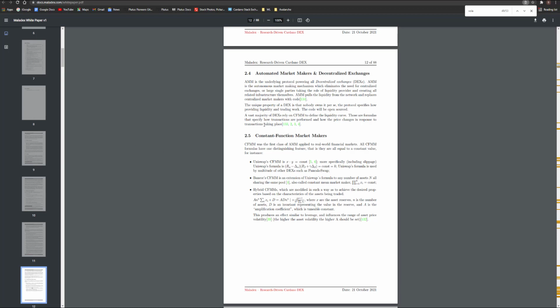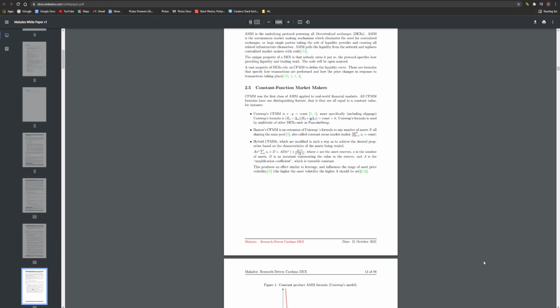A vast majority of DEXs rely on the CFMM model, which we're going to cover in just a second, to define the liquidity curve. Those are formulas that specify how transactions are performed and how the price changes in response to transactions taking place. So when you're making a trade on a decentralized exchange, the code needs to be able to figure out how much token B you're going to get for giving it token A. And that's what we're just about to cover.